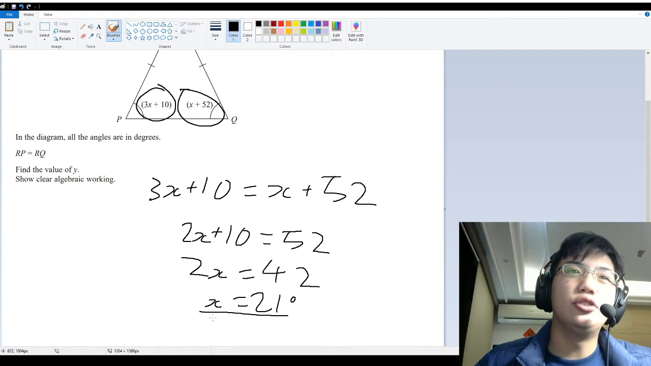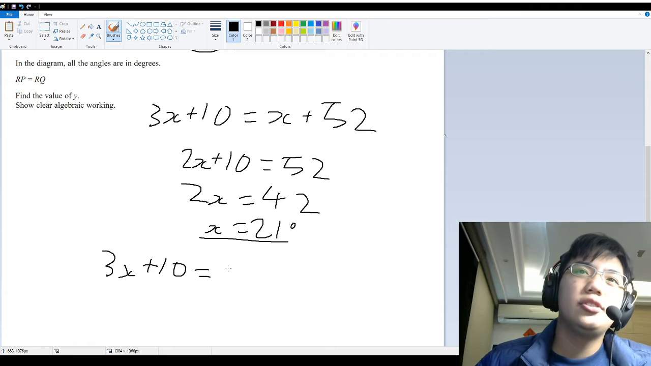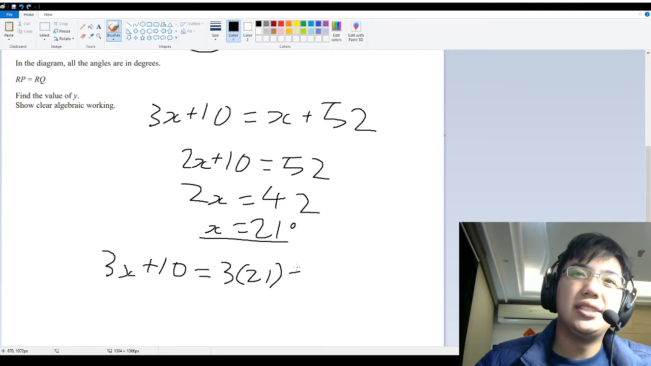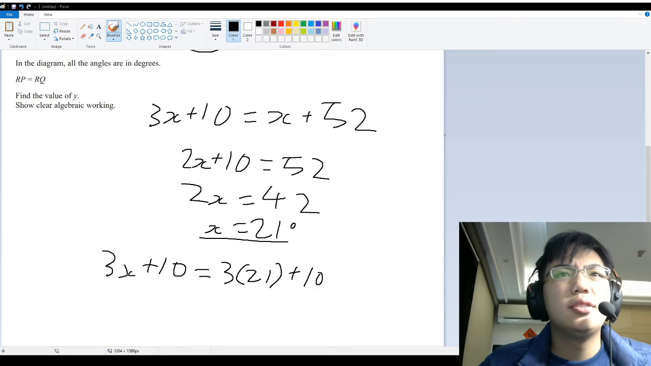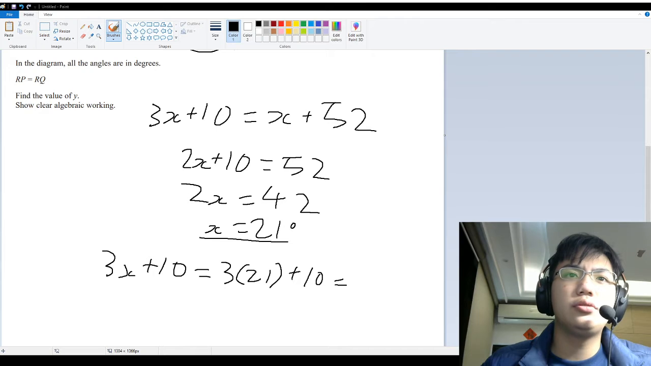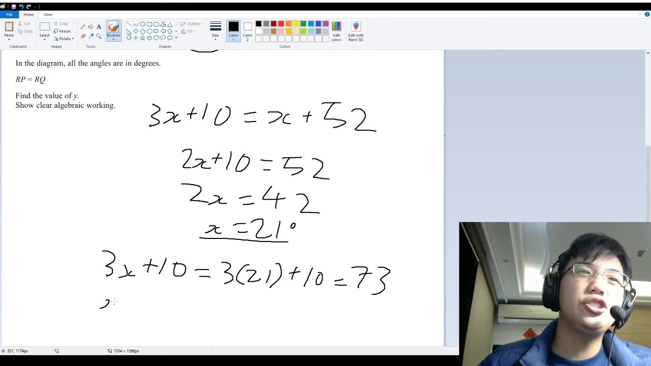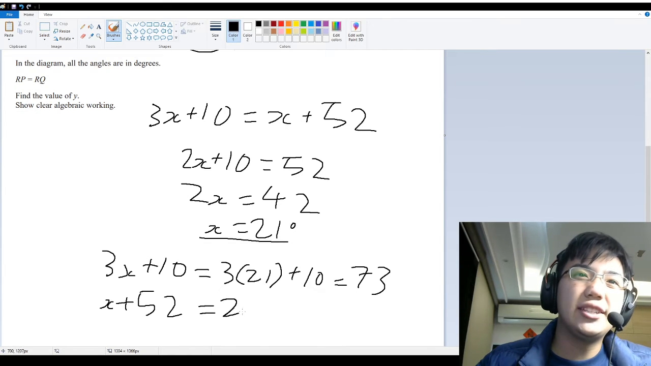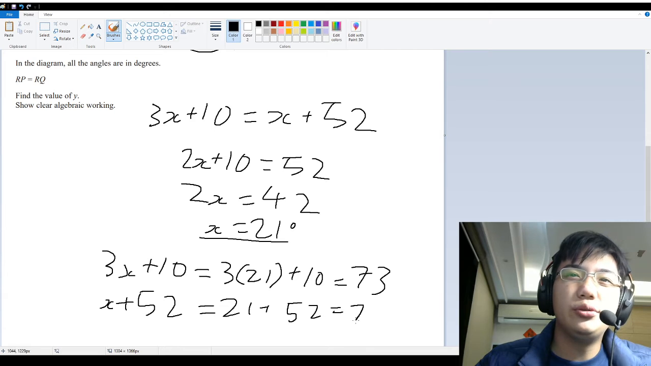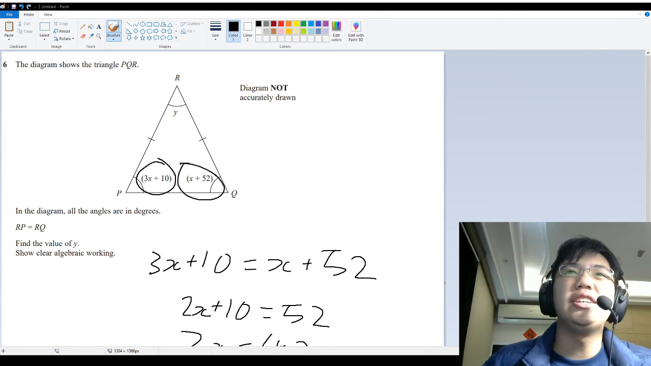But this is not the angle. Next, we need to insert x into 3x plus 10, for example. We find that 3 times 21 plus 10 equals 73. Let's check our answer with the other equation, x plus 52, where we get 21 plus 52, which is also equal to 73. Therefore, we have calculated the bottom two angles correctly, since they're equal.